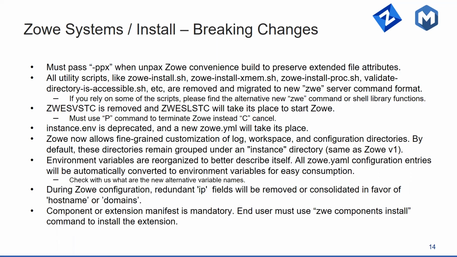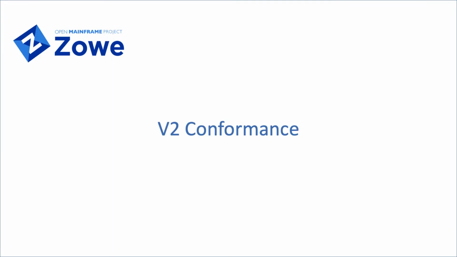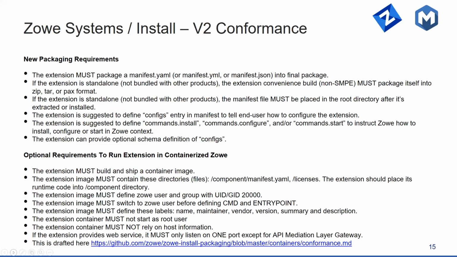So, as mentioned before, the component manifest is mandatory. Any user must use this command to install an extension. This install command will understand how the manifest is defined and do everything automatically for you. We do introduce the new V2 conformance.